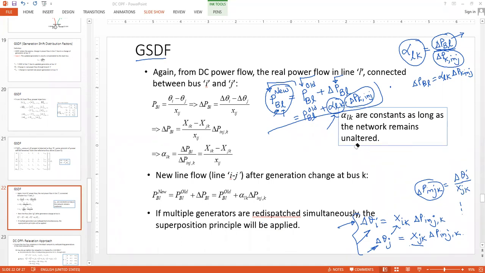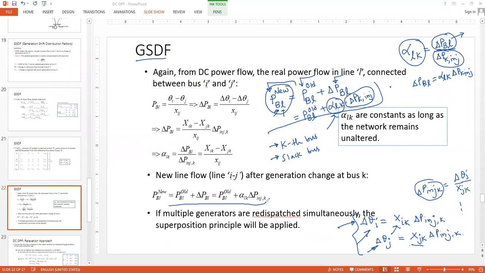Now remember, all these were done considering that there were only two players. The players were the kth bus, where the injection was initiated, and the compensator, which was the slack bus. So these were the only two players while we derived this expression.